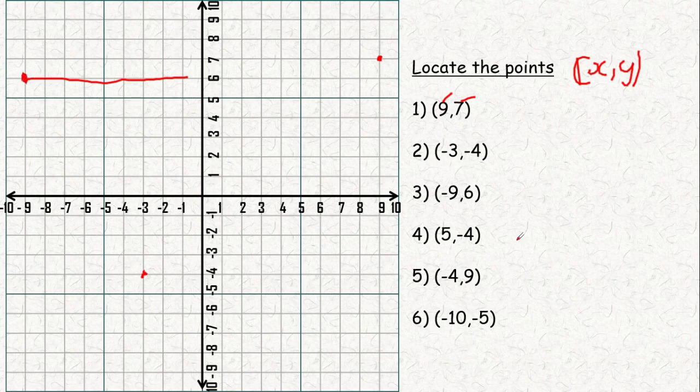And the remaining three are the homework, that's 5, -4, -4, 9 and -10, -5. These three you can locate yourself and find the answers.